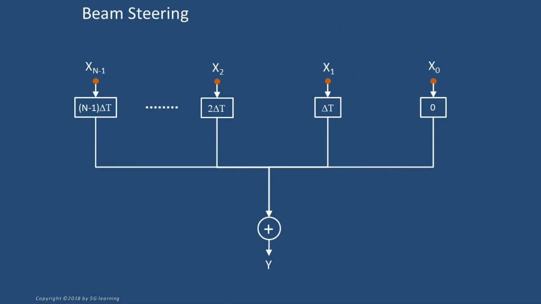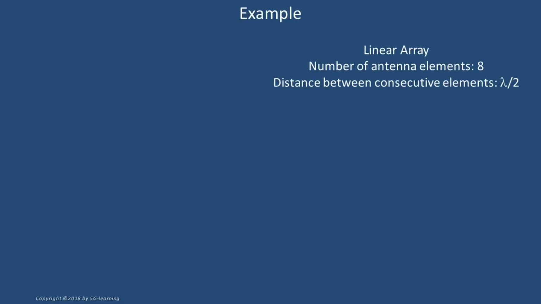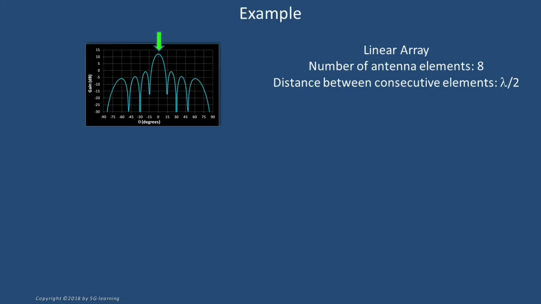In summary, this picture shows the signal contributions of the 0 branch, the 1 branch, the 2 branch, and the n-1 branch. Let's consider a practical example corresponding to an 8 elements uniform linear array. The inter-element distance is half a wavelength. If no delay is applied, delta equal to 0, the array pattern is the same already presented. The main lobe points to 0 degrees azimuth.